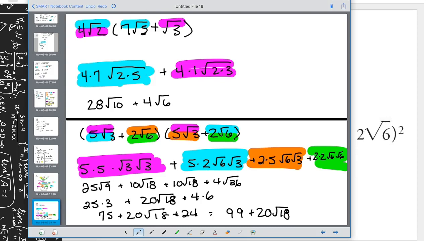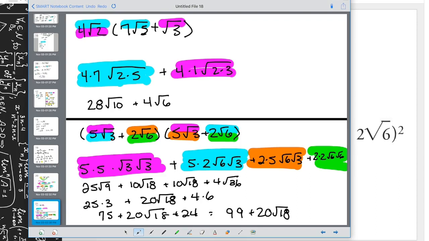The second question is much the same, it's just more work. So I have my first terms, 5 root 3 times 5 root 3, so 5 times 5 and root 3 times root 3, simplifies down to 25 root 9, which simplifies to 25 times 3, which simplifies to 75. And then I have my outside terms. 5 root 3 times 2 root 6 is 5 times 2 times root 6 times root 3, which simplifies to 10 root 18. And then I have my inside terms, 2 root 6 times 5 root 3, which is the same process, which simplifies down to 10 root 18.